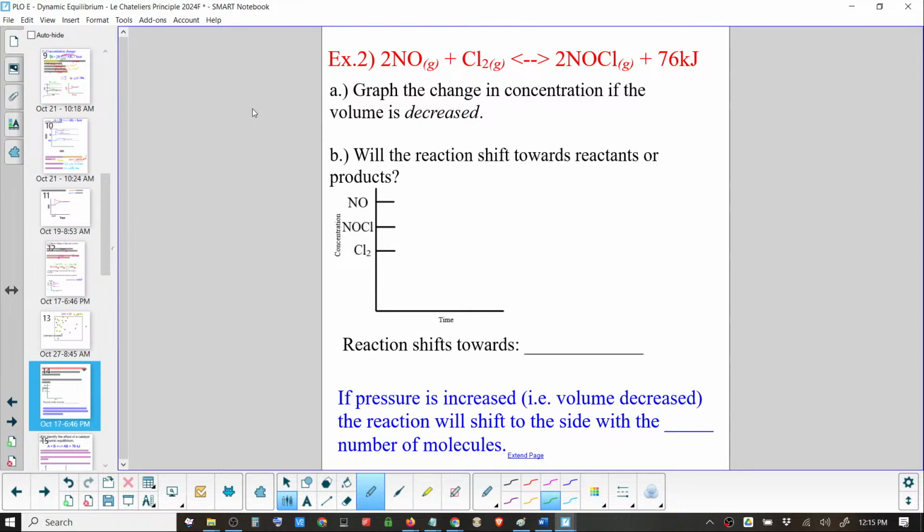I think they all go down. NOCl is going to go down. So we're going to decrease the volume. And do I need to get another balloon? Oh, we got some arguments. Excellent.